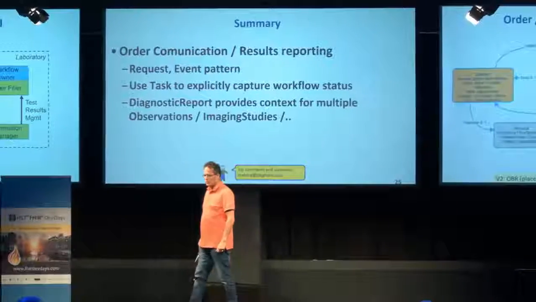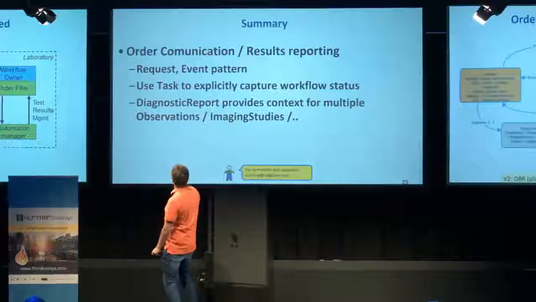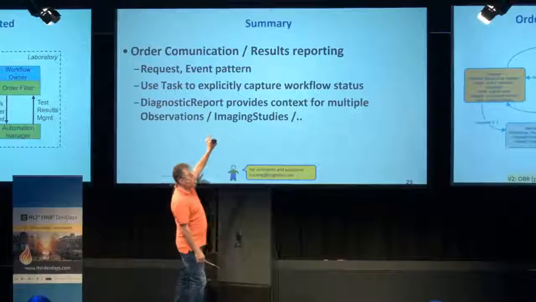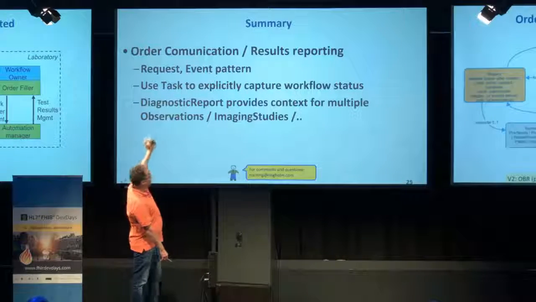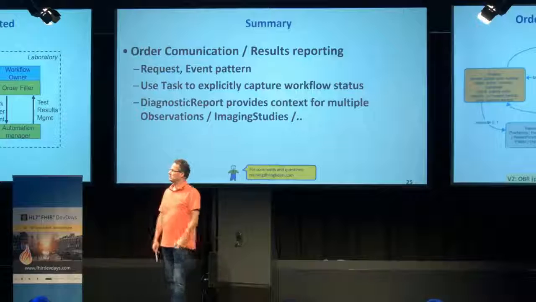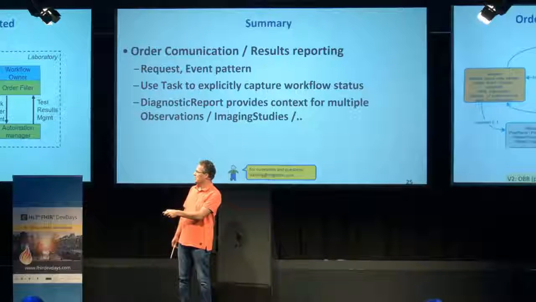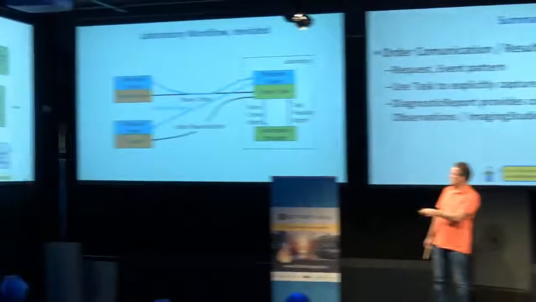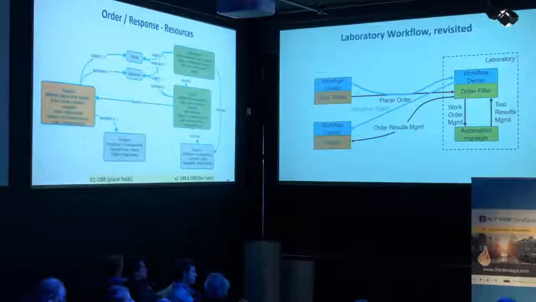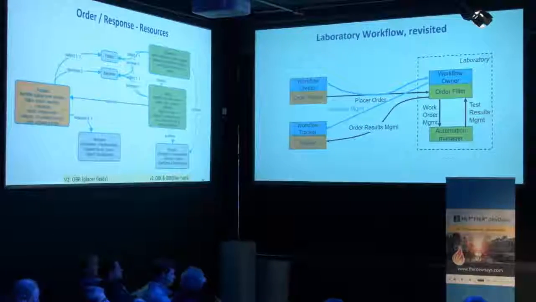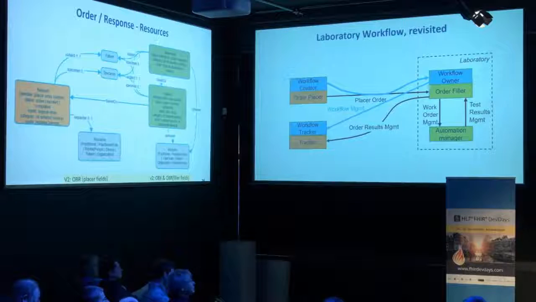So to summarize what we have seen: order communication, results reporting. It's a request event pattern. Now you've certainly seen that in most of the images. Request, observation. That's the general pattern that we're looking at in all of these images. You can use tasks to explicitly capture workflow status.